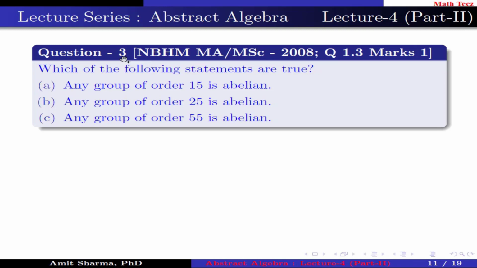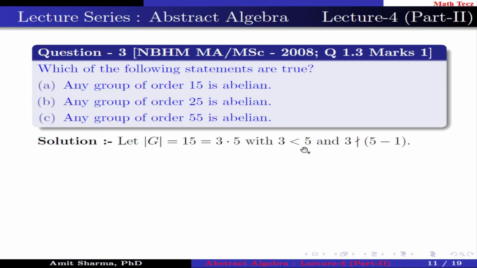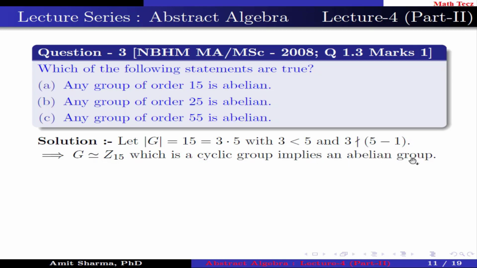Question number 3. This question was asked in the NBHM MA MSc exam in 2008. Which of the following statements are true? Option A, any group of order 15 is abelian. Option B, any group of order 25 is abelian. Option C, any group of order 55 is abelian. Let the order of G be 15, which can be written as 3 into 5 with 3 less than 5, and 3 does not divide 5 minus 1, implies G is isomorphic to Z15, which is a cyclic group, implies an abelian group. Therefore, option A is true.